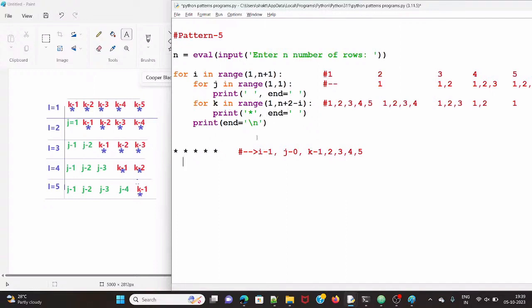When k value 1, star space. k value 2, star space. k value 3, star space. k value 4, star space. That's all. That means what happened here now? In the I value 2, what is j? j iterated one time. Then how many times did k iterate here? 1, 2, 3, 4 times only, guys.